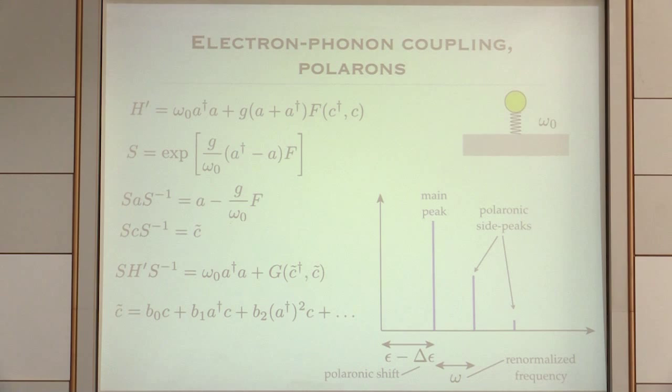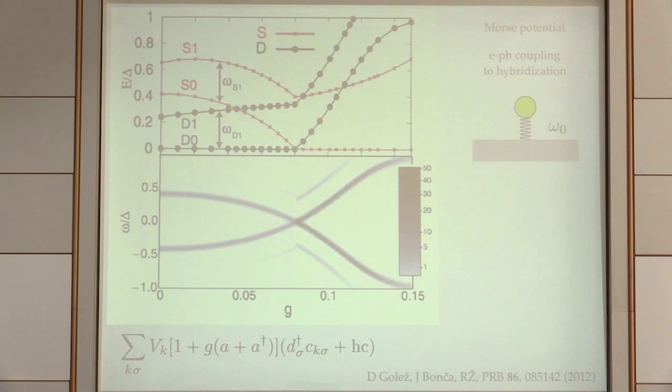If you do this kind of calculation for a simple model, so this is an Anderson impurity, which has the hybridization modulated by the phonon, then in principle you would expect that all the many-body states should have some kind of phononic side peaks or side states. And then you have transitions between, let's say, the ground state doublet and the excited singlet states. You can trace this out, and there are two things which are interesting here.